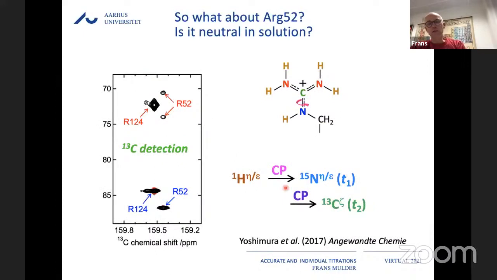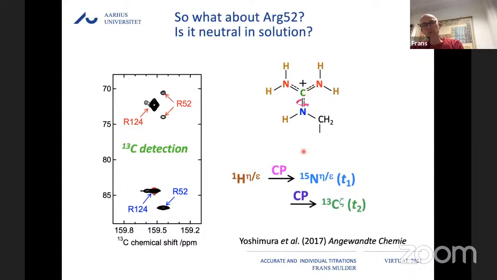In this case, rather than doing proton-carbon or proton-nitrogen correlated 2D NMR, we did carbon-nitrogen 2D correlated NMR, because in such a spectrum where we actually observe the carbons, one can find correlations between carbon and the N-epsilon and the N-eta groups. And it's of course the N-eta groups that are going to be protonated or deprotonated in the titration. So if we can follow those nitrogen chemical shifts, they should change by more than 10 ppm.